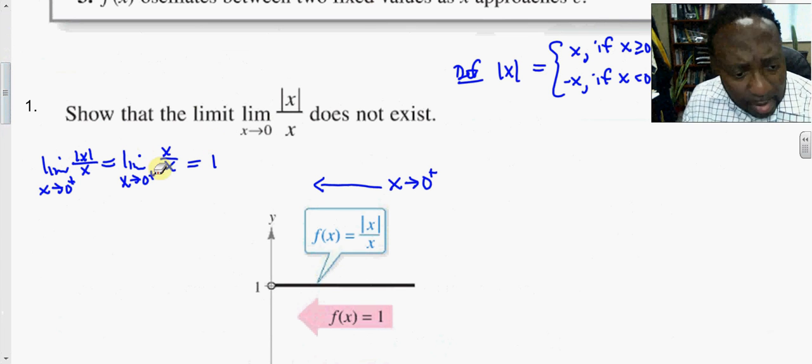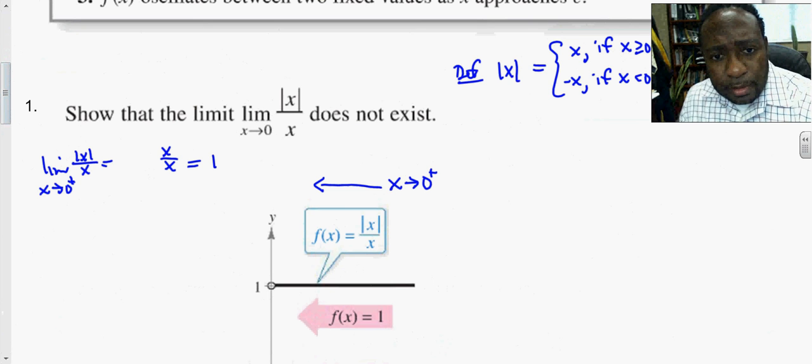It's a really bad limit. We erase so much.